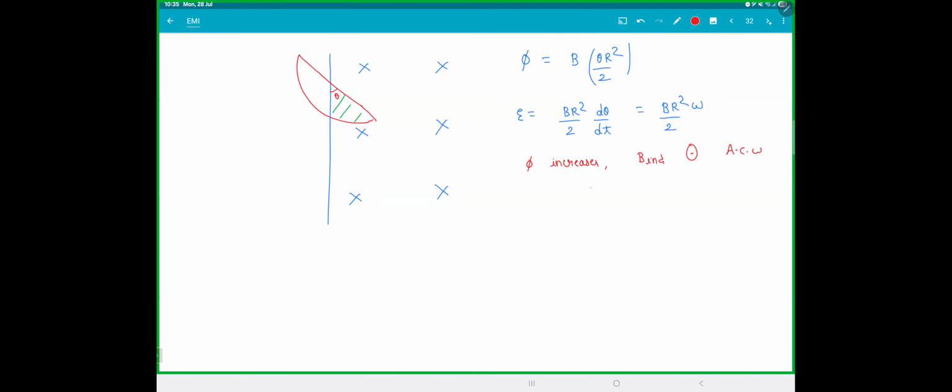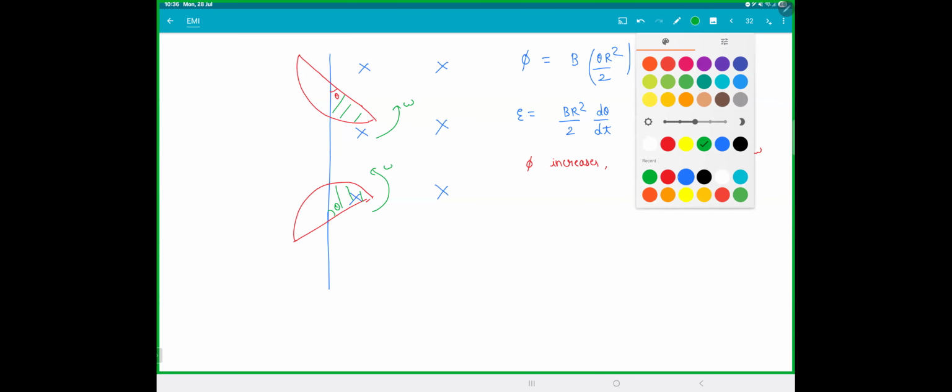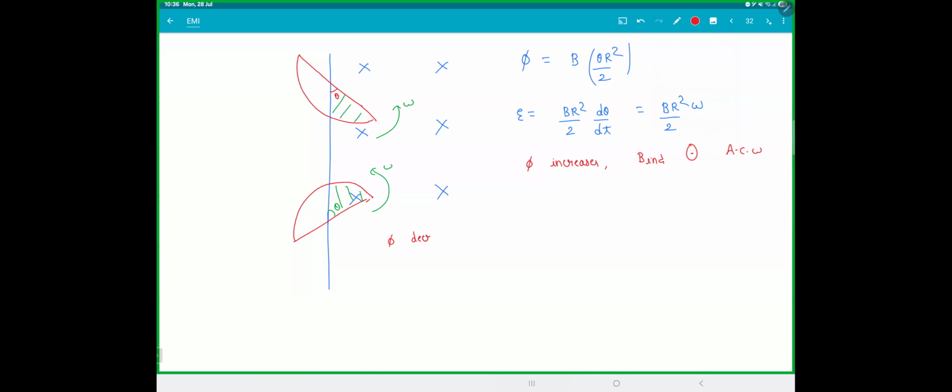This is when entering. But what about when you're leaving? When you're leaving, if you see this coil will become like this. So this is the scenario when it is entering. This is the scenario when you're leaving. So still the same story. Now, if you see the flux decreases. So B induced will be crossing. So basically every 180 degrees, the current direction will keep changing.